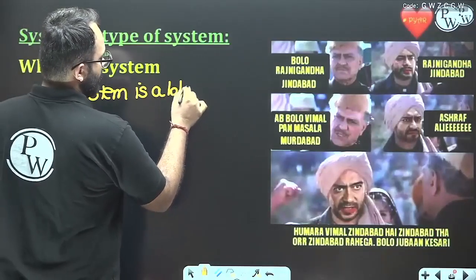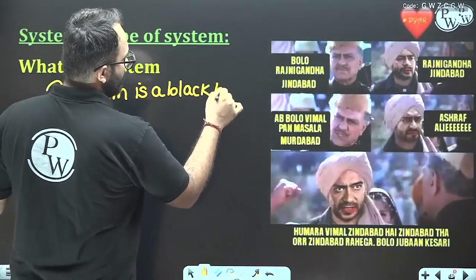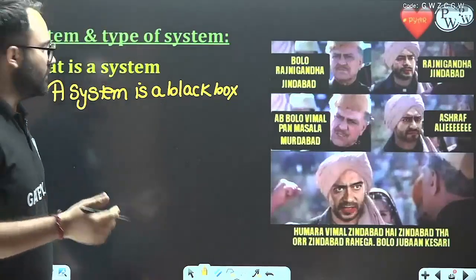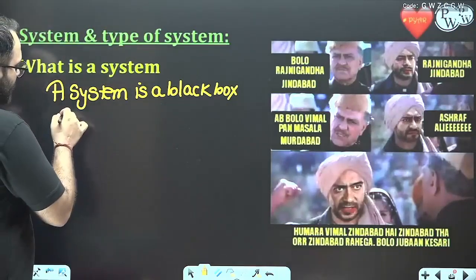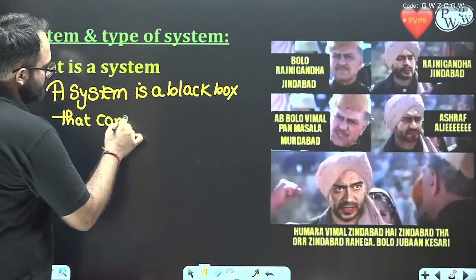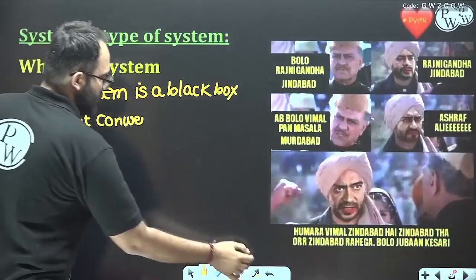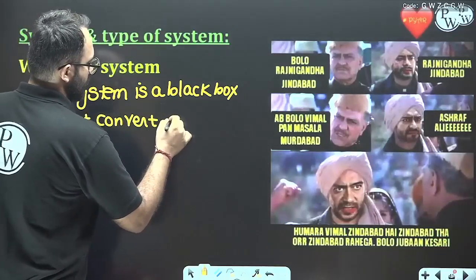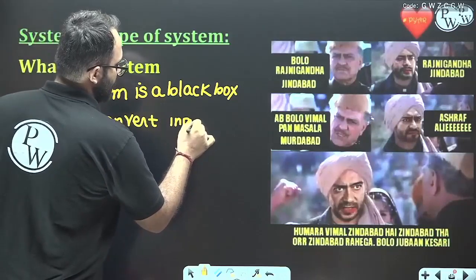A system is a black box. We don't need to know what is inside the system. We only need to know what it is actually doing. So a system is a black box that converts the input signal into the desired signal.